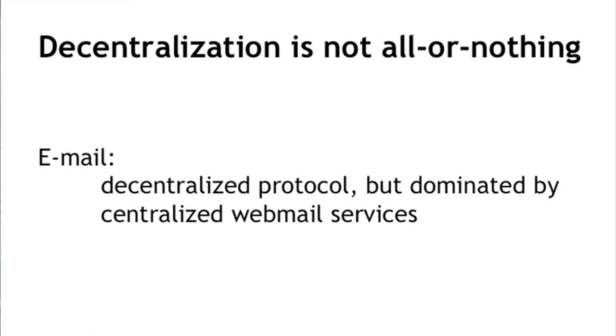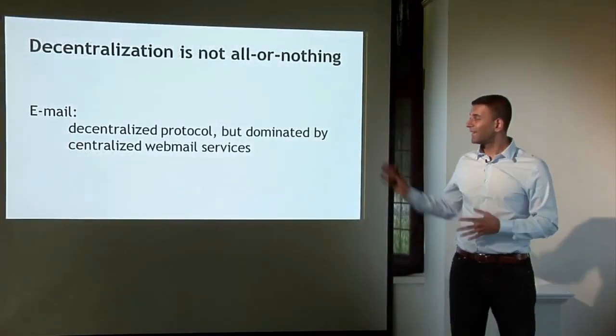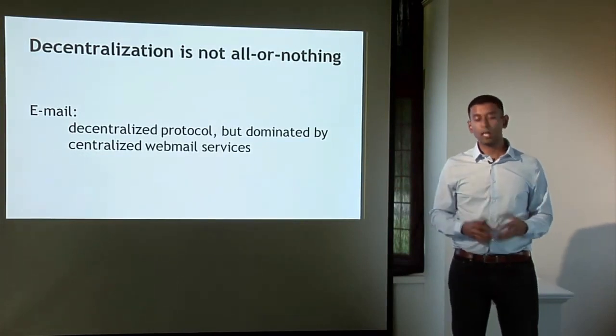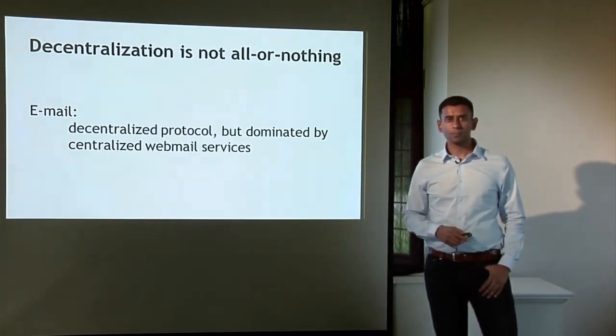A good example of this is email, which is a decentralized system fundamentally, I would say. It's based on a standards-based protocol, SMTP, but what has happened, especially in the last decade or so, is that we see a dominance of a few different webmail providers, which are sort of centralized service providers, and this might be a good model for understanding what might be happening to Bitcoin.